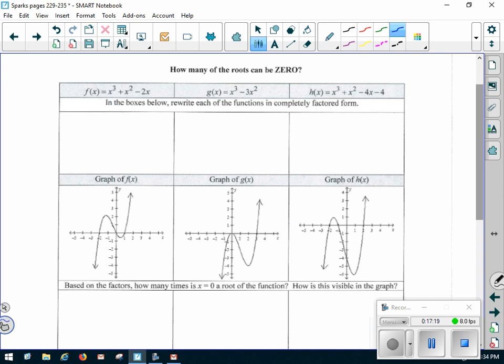How many of the roots can be 0? Well, look at this, and you don't need my help to do this. I want you to factor each one of those completely. Go.